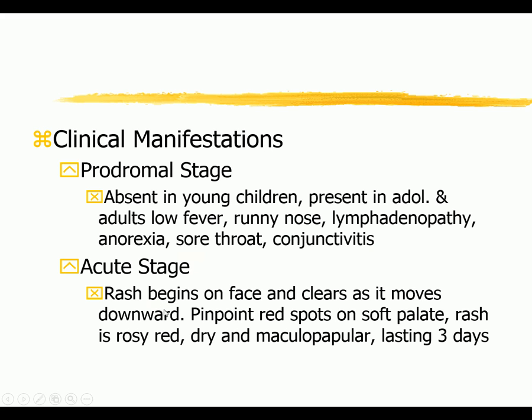In the acute phase, though, the rash begins on the face and clears as it moves downward. So it's heavy on the face day 1, and then as it goes down, it lasts 3 days. German measles are the 3-day measles. So that's a big clue. By day 3, they're gone. And again, they start head to toe and they disappear head to toe. And there's a good picture of that on page 429.